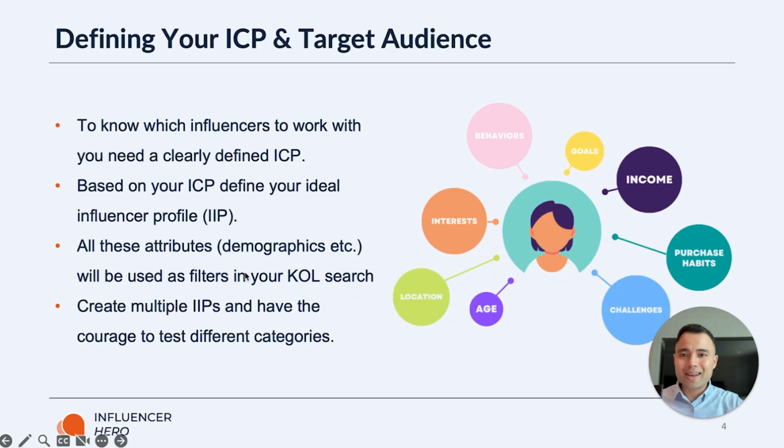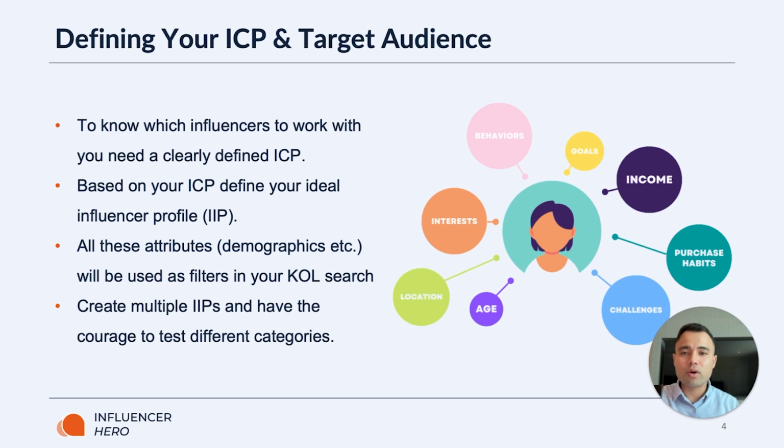Let's move on to the next chapter, defining your ICP and your target audience. So I think most people here know what an ICP is, so I don't think I need to spend a lot of time on the definition here. But this is essentially defining your customers based on all their traits, demographics, purchase habits. You see a visual here with some examples. And the more detailed you do this, the better. And why this is so important, again, it's not marketing 101, how to make an ICP to sell to your customers. It's because you need a clearly defined ICP to then define your ideal influencer profile.